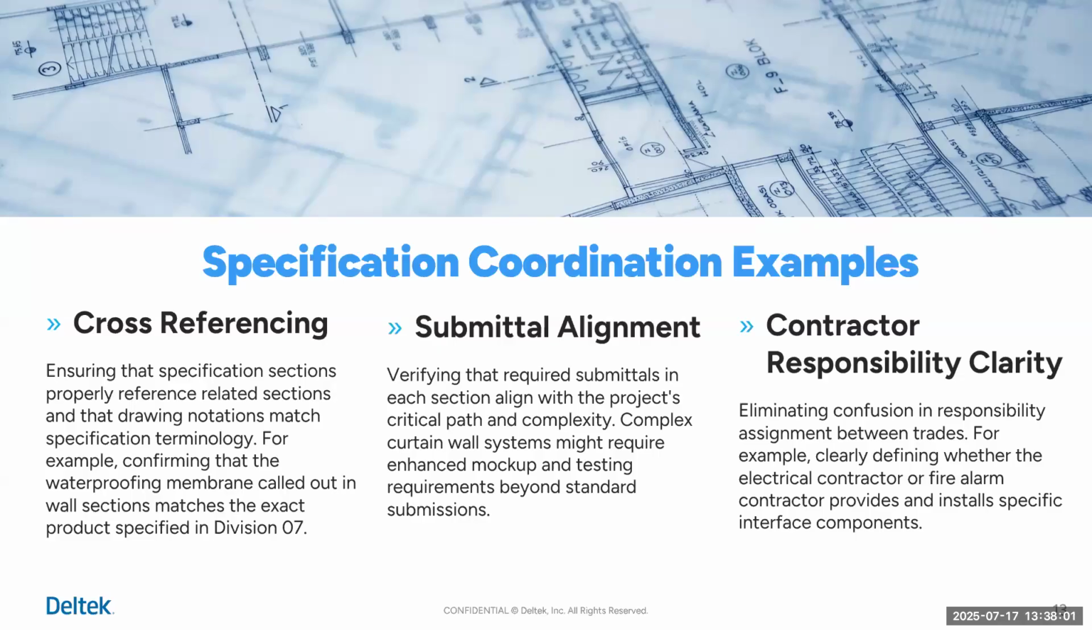So, submittal alignment: verifying that required submittals in each section align with the project's critical path and complexity. Complex curtain wall systems might require mock-ups and testing requirements beyond standard submissions. And then we have contractor responsibility clarity: eliminating confusion in responsibility assignments between trades. For example, clearly defining whether the electrical contractor or fire alarm contractor provides and installs specific interface components.